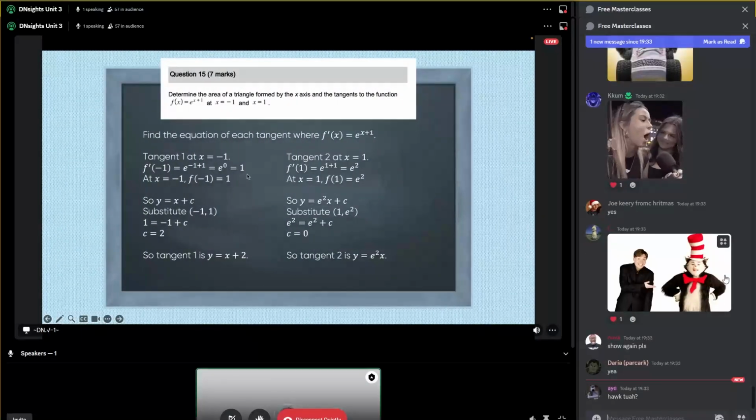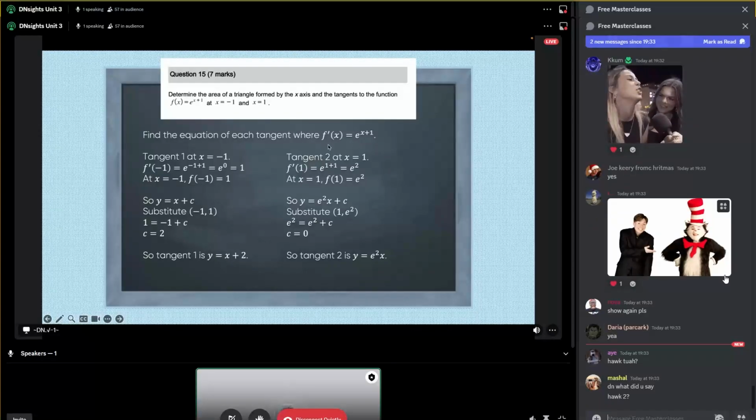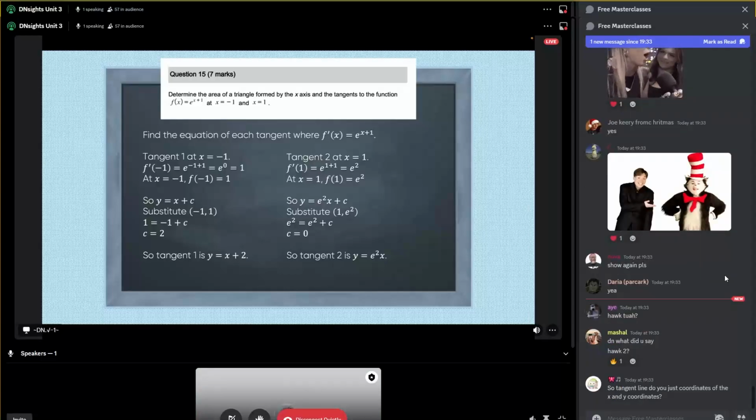All right, got tangent 1 here. If you have a tangent, remember, we do the f of x at that point, the point, and then the gradient at that point. That's all you need to do, and then substitute into equation of a line. I'll give you another minute to look. There's a second part to this answer, by the way.